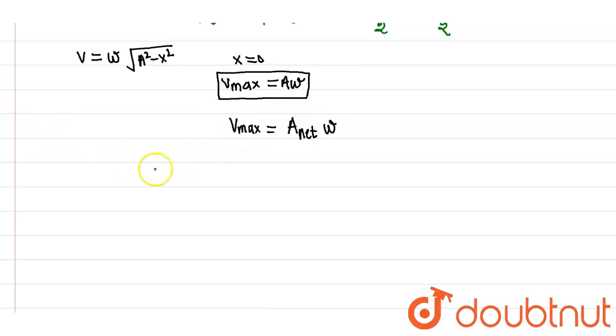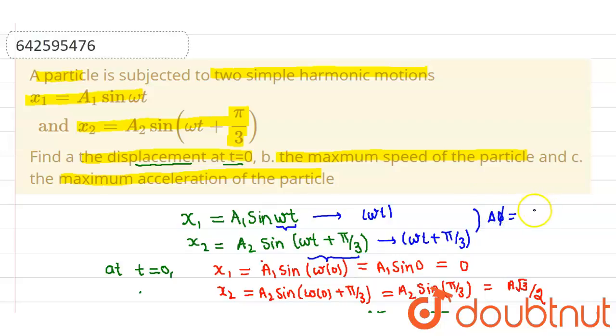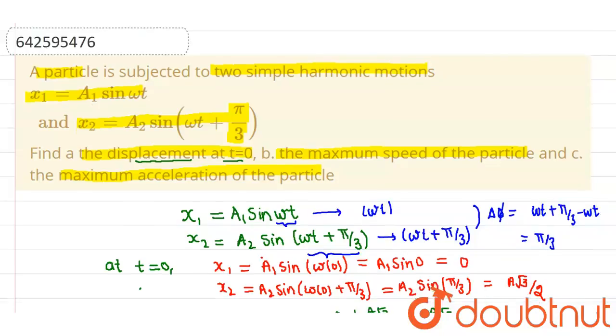As we can see, the phase difference between the given equations is pi by 3. The phase of the first equation is omega t, and the phase of the second equation is omega t plus pi by 3. Whatever is written inside the trigonometric function is called the phase. The phase difference delta phi is omega t plus pi by 3 minus omega t, so the phase difference comes out to be pi by 3.